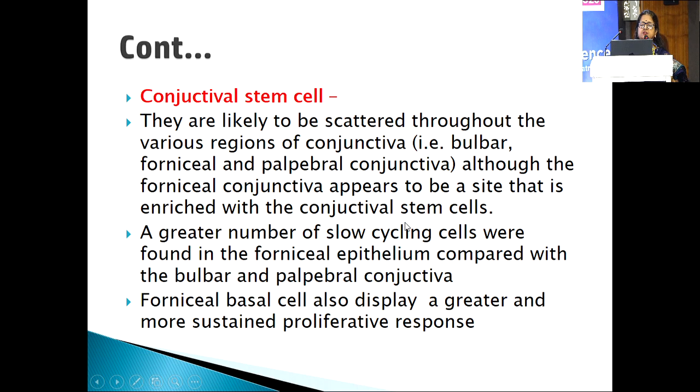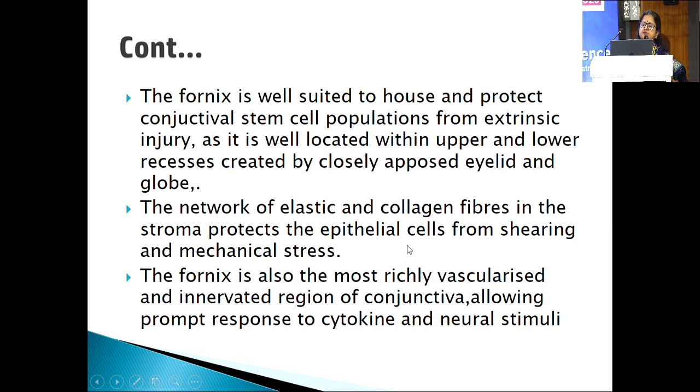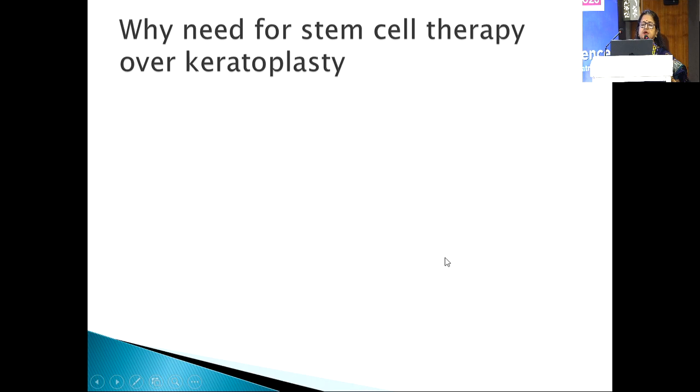Okay, I'll be rushing through. There are conjunctival stem cells also. They are likely to be scattered throughout the various regions of the conjunctiva: bulbar conjunctiva, forniceal conjunctiva, and palpebral conjunctiva. The fornix is well suited to house and protect the conjunctival stem cell population from extrinsic injury, as it is well located within the upper and lower recesses created by closely opposed eyelids.